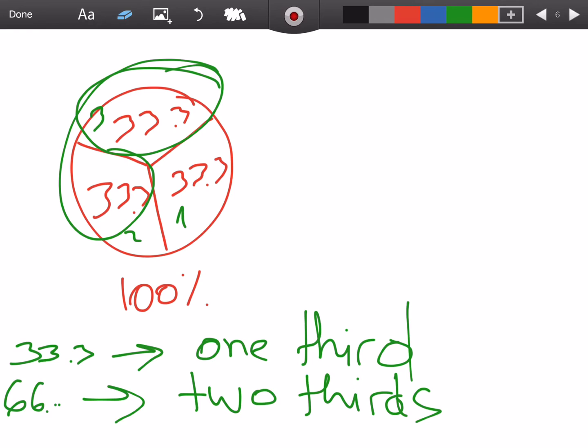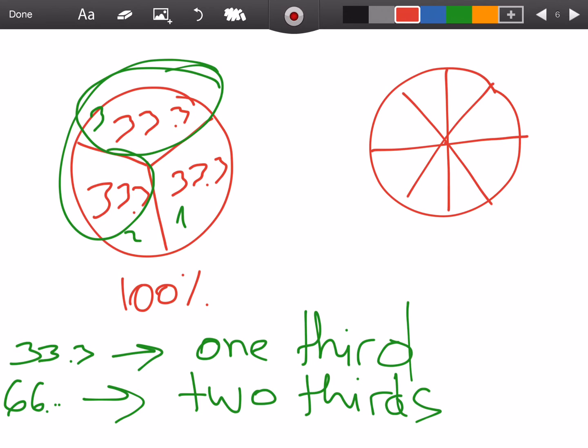Another example would be this one. 1, 2, 3, 4, 5, 6, 7, 8. Let me do this. So now we have got 10 pieces. So 1, 2, 3, 4, 5, 6, 7, 8, 9, 10. So if it's 10%, if it's 20%, what you would say if you ate this much, you would say 1/10.